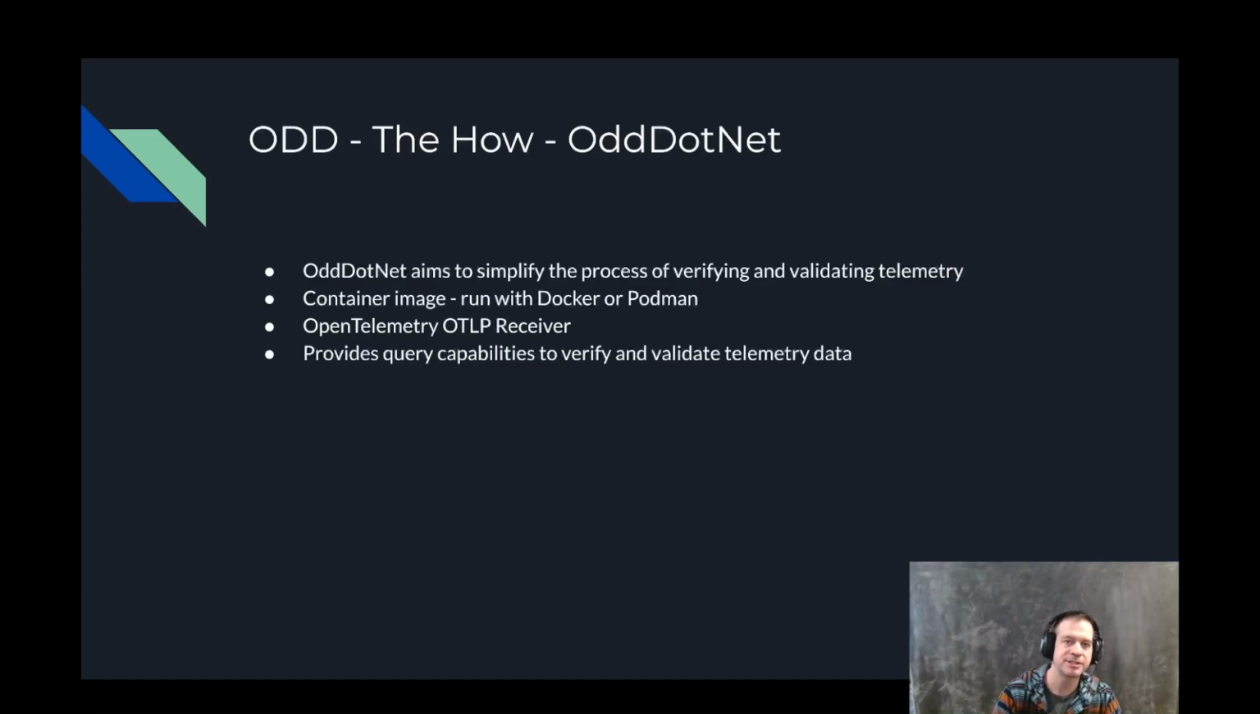OddDotNet aims to simplify the process of verifying and validating telemetry in an automated way. And what it is, is a container image that you can run with Docker or Podman. This container image has an OpenTelemetry OTLP receiver that can accept traces, logs, and metrics, currently just traces. And then it also provides query capabilities to verify and validate that telemetry data.